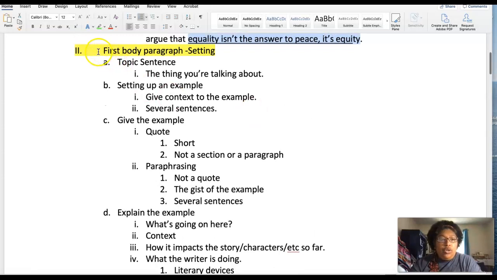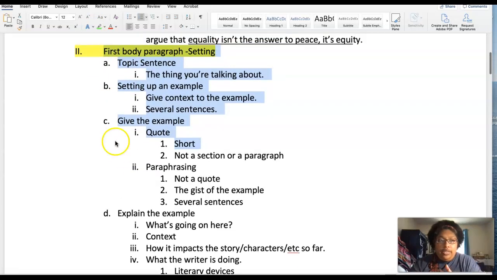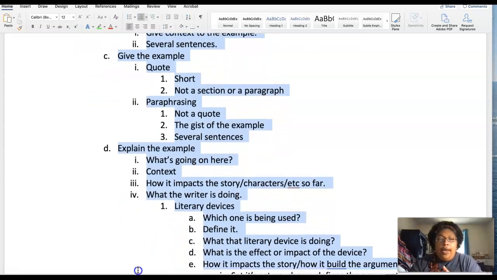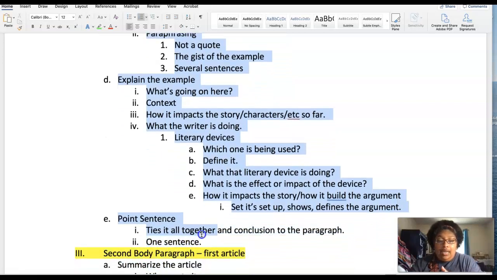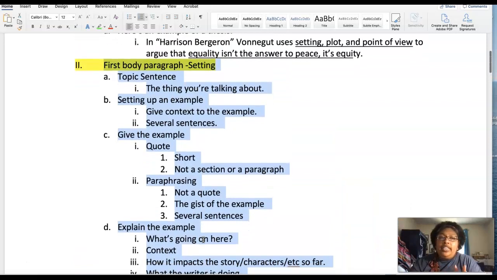Let's see. You're also going to want to look at this structure here. This part here, your first body paragraph, should look familiar. It's the exact same structure of the literary essay. I literally copied and pasted. So if you want a little bit more explanation about what this paragraph is doing and what you're supposed to do in this paragraph, go back to the other video that explains this particular essay structure.